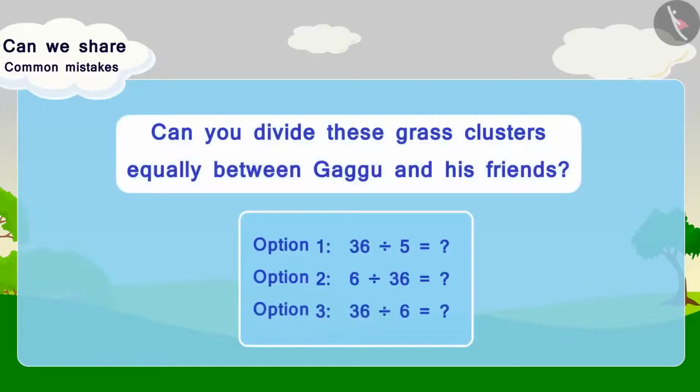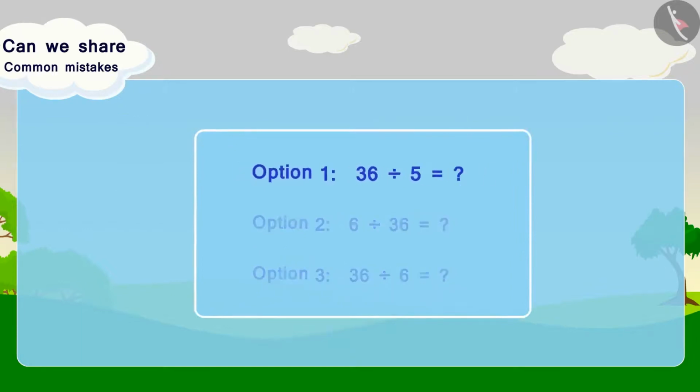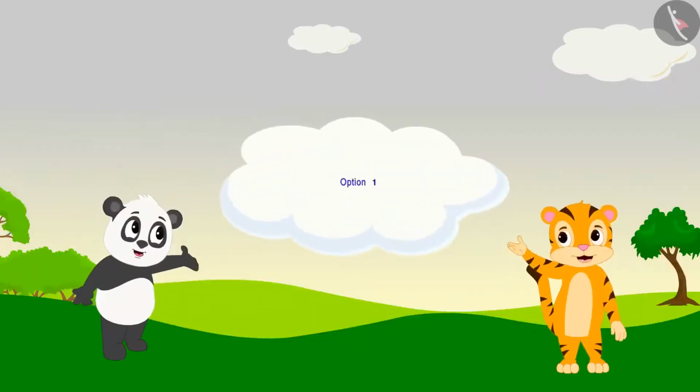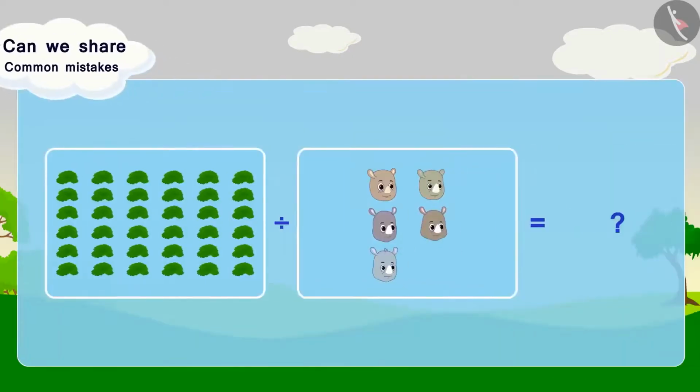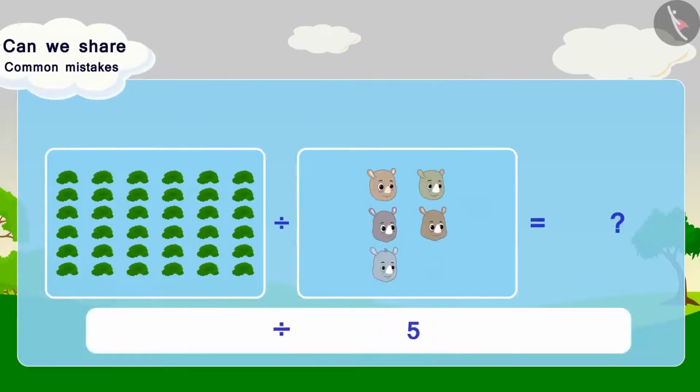Can you choose the correct option from the options given below? Let us evaluate each option to find the right one. Let's look at option 1. We can also write this option as 5 equal parts of 36 clusters of grass equals how many clusters per friend per part?